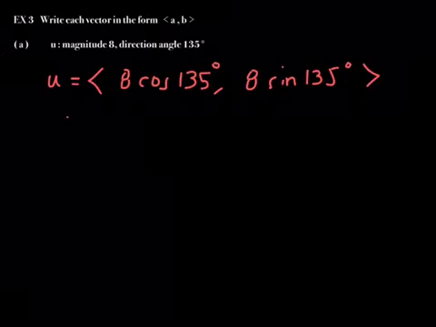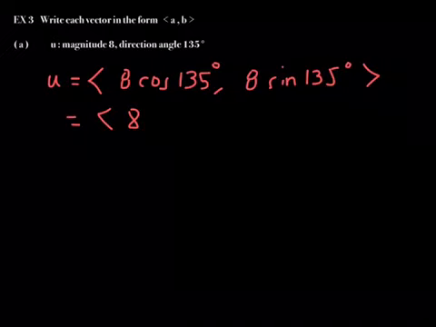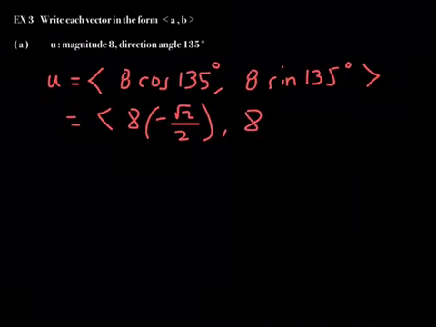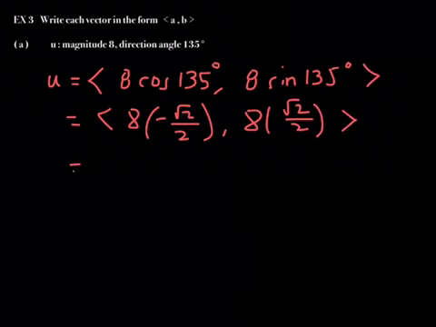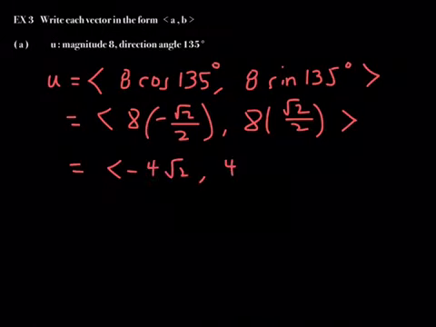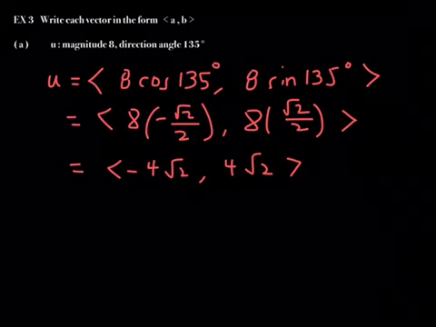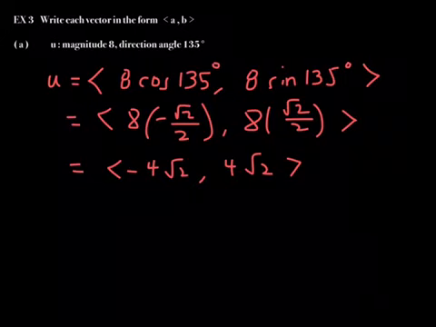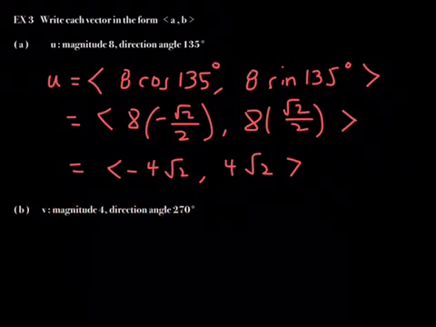Okay, so then the components will be 8 times, now cosine of 135 degrees is just the opposite of cosine of 45 degrees, so it'll be negative root 2 over 2, comma, 8 times sine of 135 degrees is exactly equal to sine of 45 degrees, which is just root 2 over 2. Okay, so simplifying here, your components are negative 4 root 2, comma, positive 4 root 2. All right, that's the form they want us to write the vectors in. All right, first one done. Let's go for another.